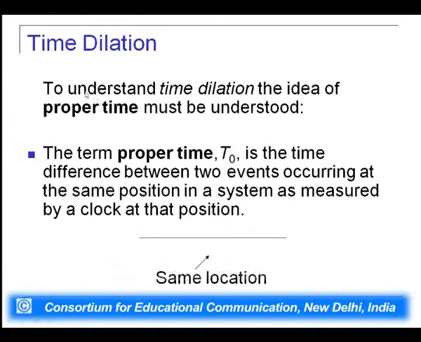This is the time dilation. To understand the time dilation, the idea of proper time must be understood. The term proper time T0 means the time difference between two events occurring at the same position in the system, as measured by the clock at that position.